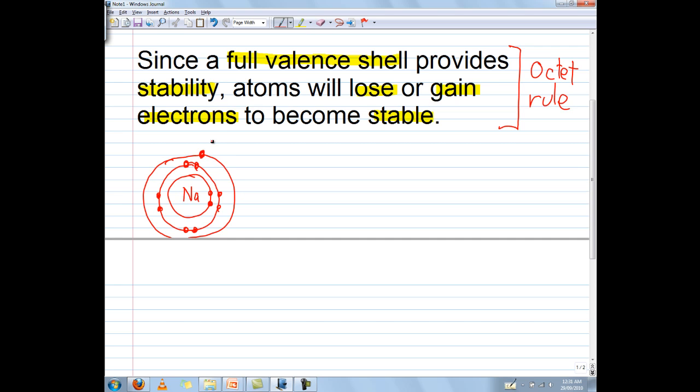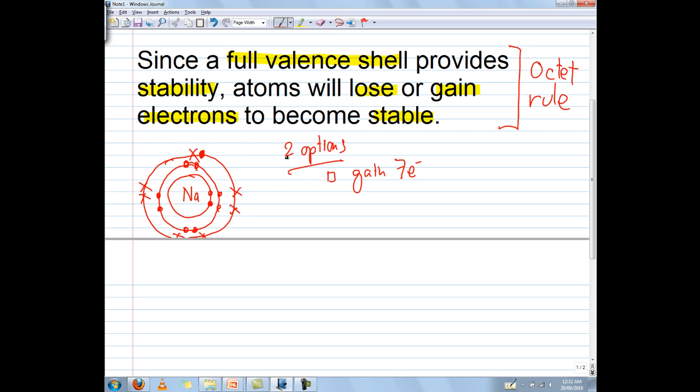Sodium. Sodium has 1 valence electron, and like I said above in the octet rule, in order to be stable, sodium needs to have a full valence shell. So, there are 2 options at this point for sodium to become stable. The first is to gain 7 electrons. If you gain 7 more electrons, 1, 2, 3, 4, 5, 6, 7, you get a full valence shell.